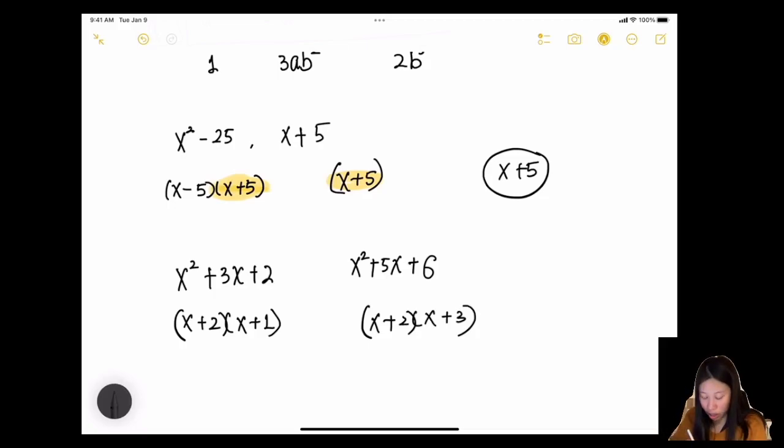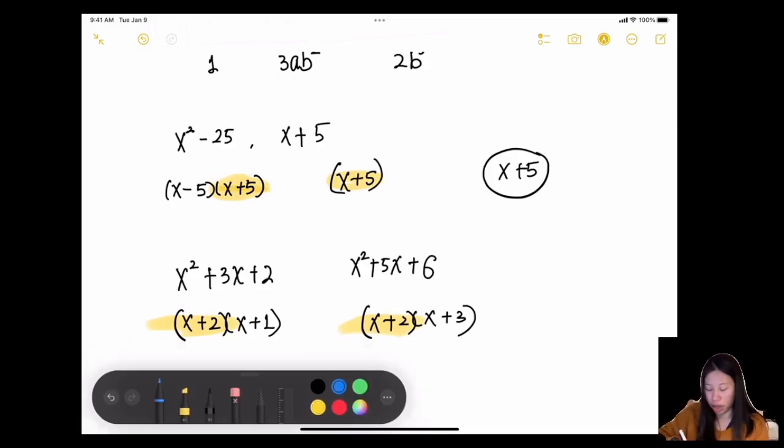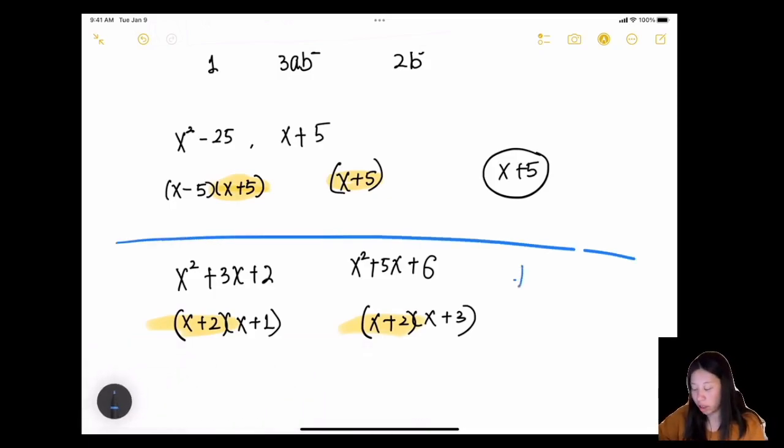Okay, so what do they have in common? x plus 2 and then x plus 2. So this is our common factor. Now I'm going to change it. I'm going to ask you, hey, what is the least common denominator? How do you find the least common denominator? It's quite similar. You just need to find out the missing part.